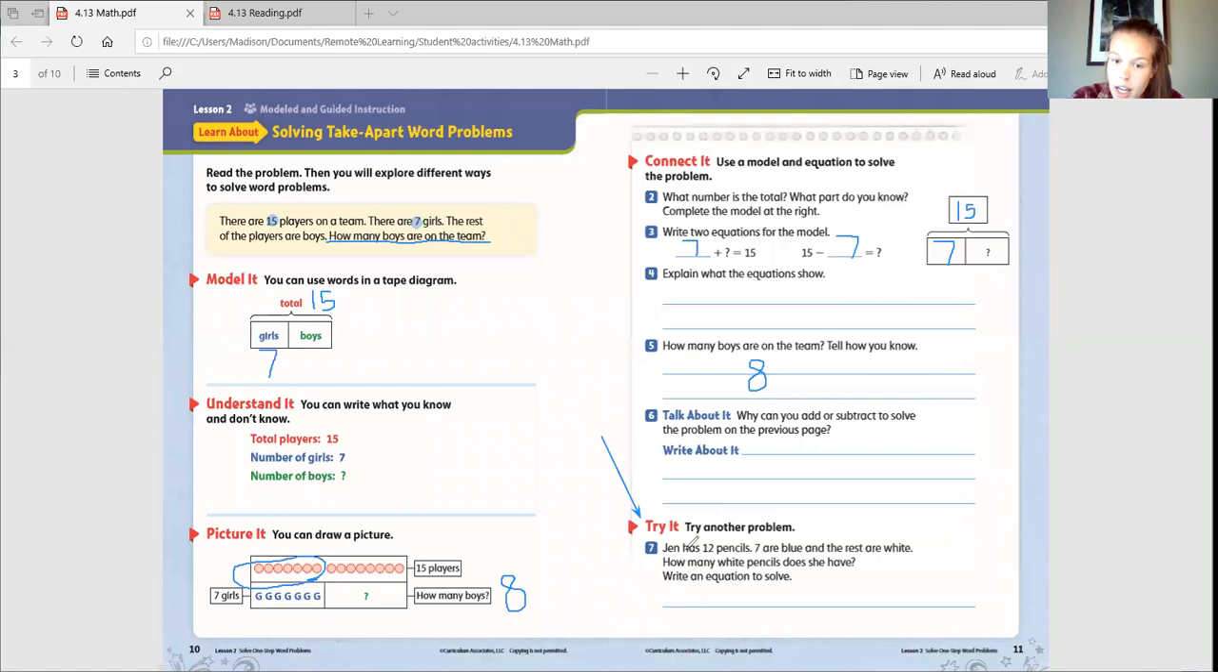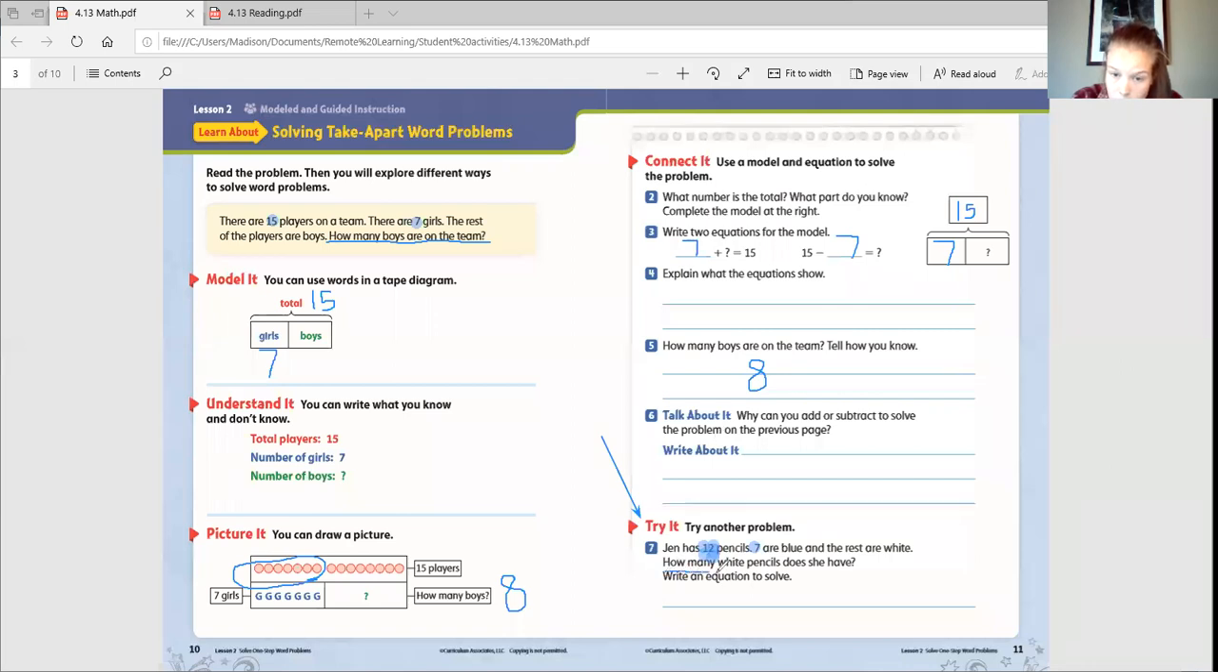It says Jen has 12 pencils. 7 are blue and the rest are white. How many white pencils does she have? Write an equation. So we're going to start. We read it. First thing we have to do now, we will highlight our amounts. We have 12 and we have 7. Those are our 2 numbers.